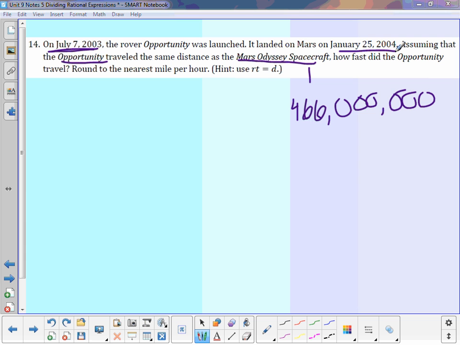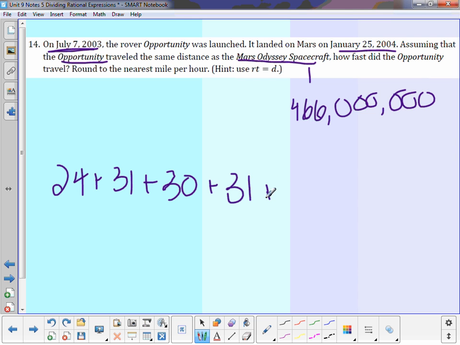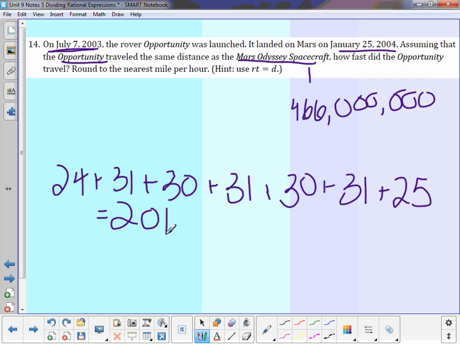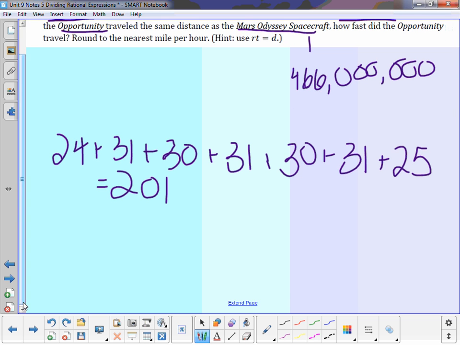Just kidding. Okay, so if you were to go through and calculate all of those out, if you were adding all the days, so there's 24 days left in July, plus 31 days for August, plus 30 days for September, plus 31 days for October, plus 30 days for November, plus 31 days for December, and then we have 25 days in that January of 2004. So if you add all of that up, you end up getting 201 days. So it took them 201 days.